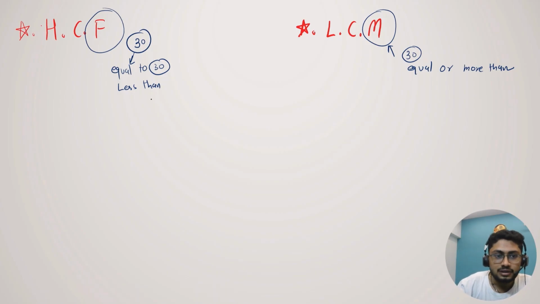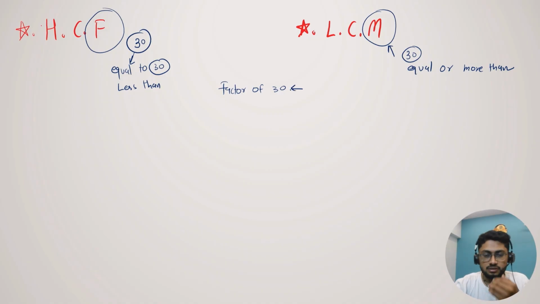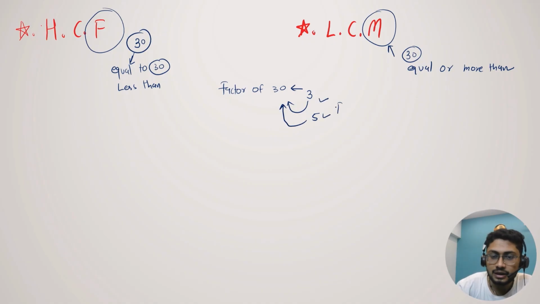So whenever someone asks you for a factor of 30, it means in which number's table do we have 30? If 30 is present in the table of 2, then 2 is a factor of 30. If 3, then 3 is a factor of 30. If 30 is in the table of 5, then 2, 3, 5 are all factors. But when someone asks you for a multiple, what is your answer?